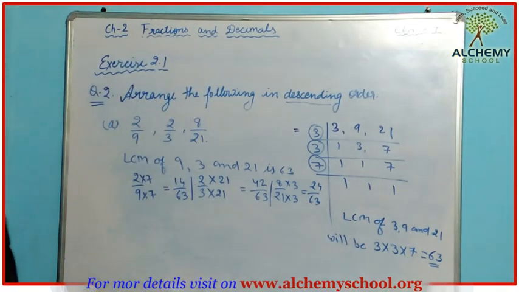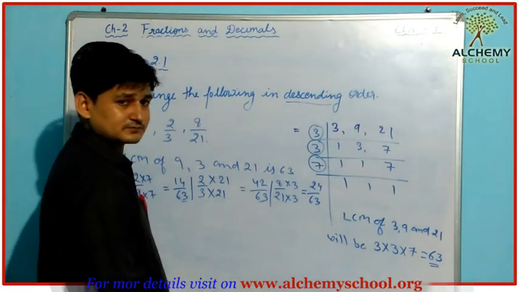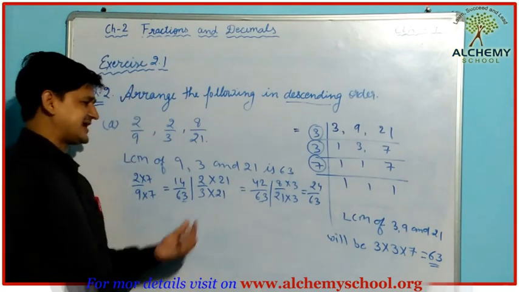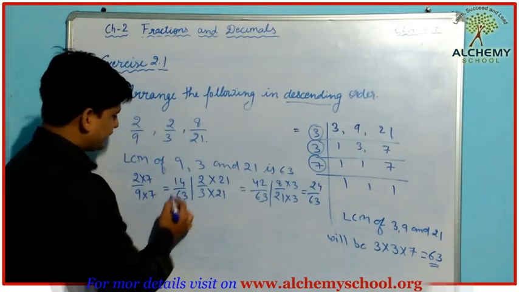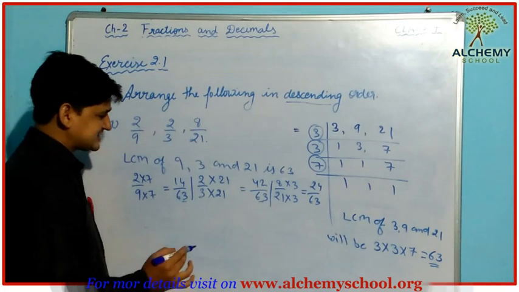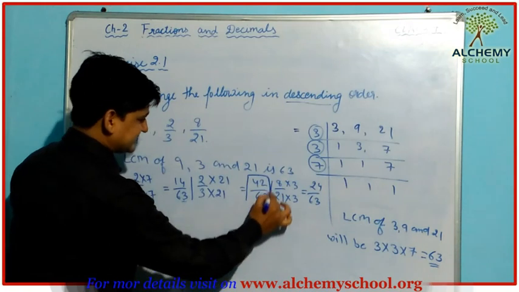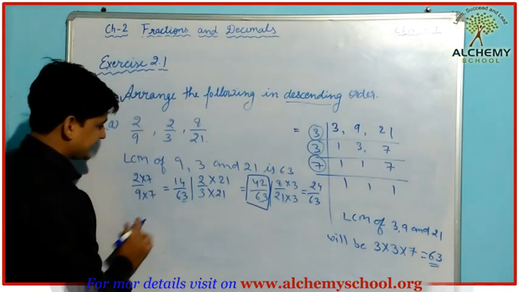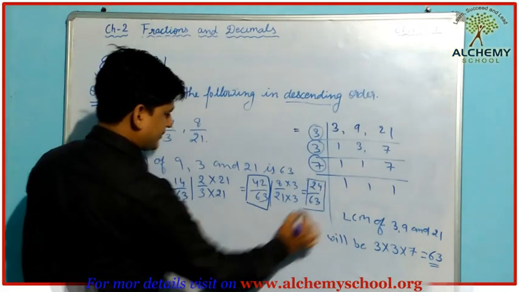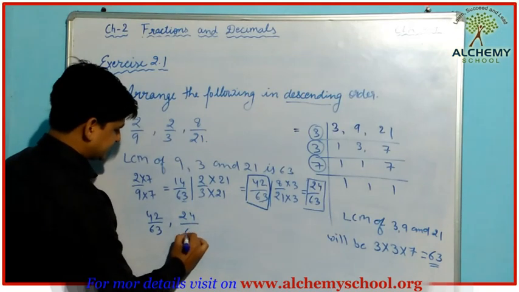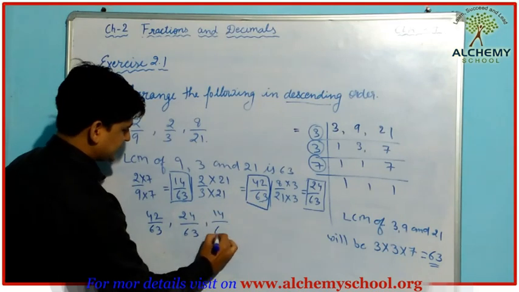So now students, we can see here we have made the denominators equal. Now easily we can identify which fraction has the greatest value and which has the smallest value. We have to observe the numerator. The greatest numerator has the greatest value. So this is the greatest fraction here, 42 upon 63. Then after that we can see 24 upon 63. And at the end we can write 14 upon 63.